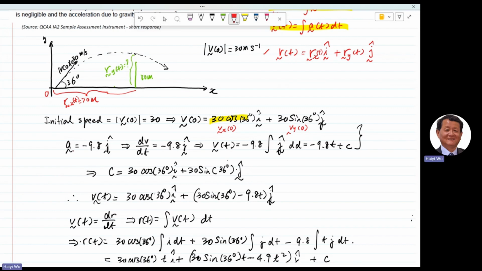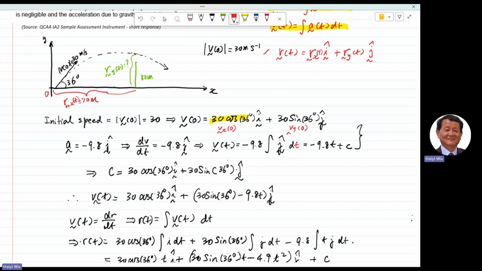And also we know gravity is opposite, because the projectile motion is vertical. So it's negative, 0 in the x direction. Gravity goes down, 9.8 in the vertical direction. Therefore, dv/dt is negative 9.8 j. So my v(t) will be the integration of negative 9.8 with respect to time, so it's negative 9.8 t plus C. Now we're going to decide what C is.